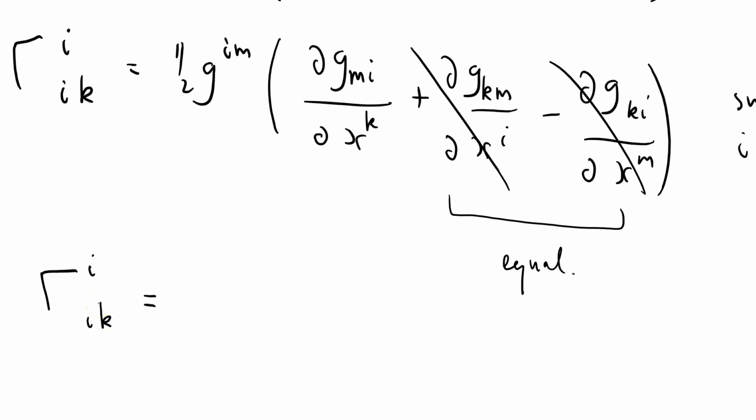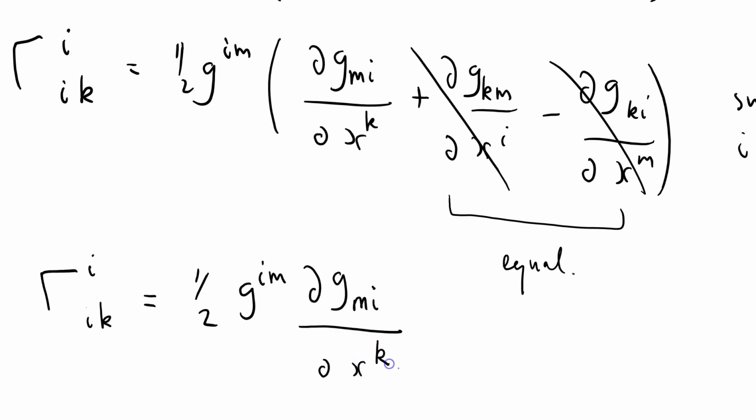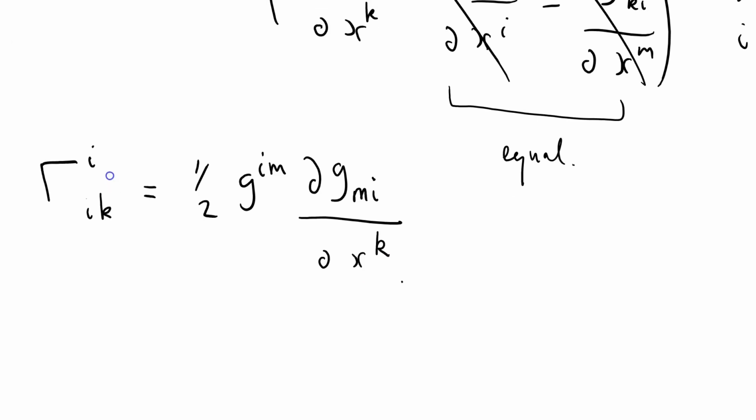Well, I'll use this later. For the moment I'm just playing with it. Half g^im ∂g_mi/∂x^k. Okay, well there it is.